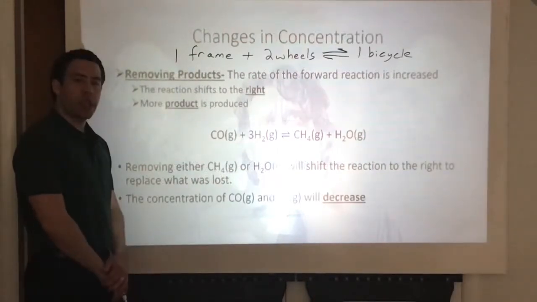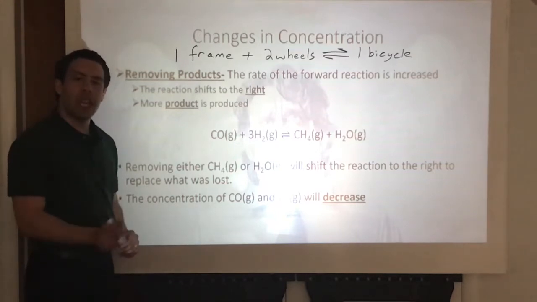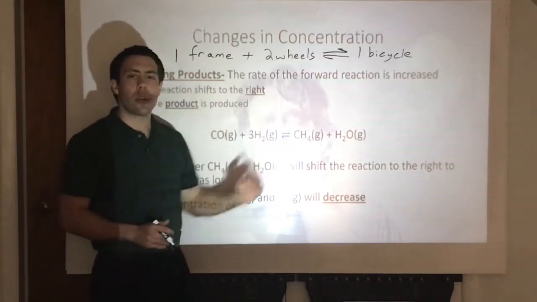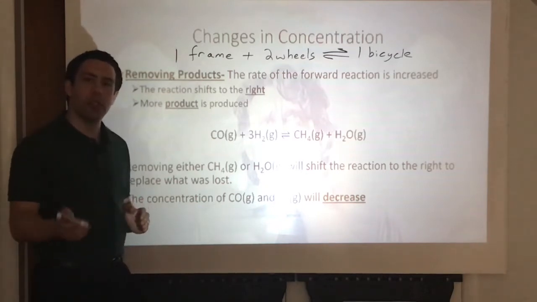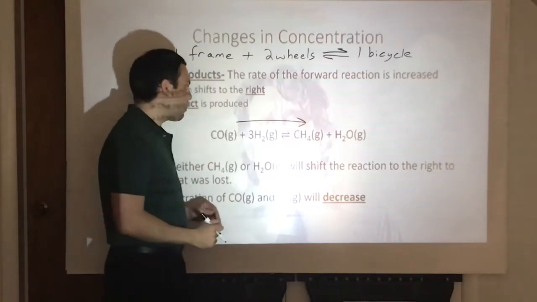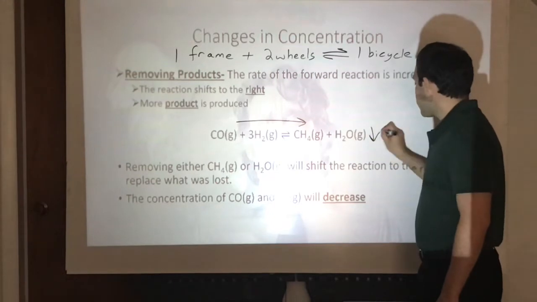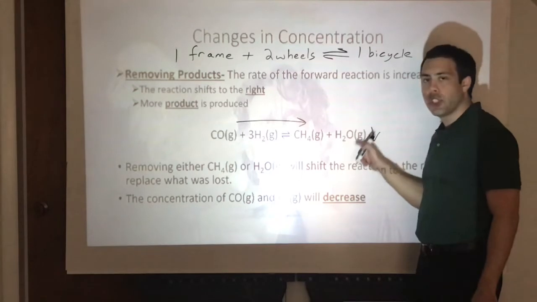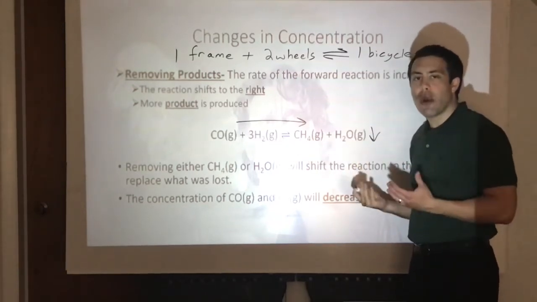Our final change in concentration comes when we remove products from a system at equilibrium. When we remove products, the rate of the forward reaction is increased, which means the reaction shifts to the right. So in this equation at equilibrium, if we were to remove a product, let's say H2O, the reaction will shift to the right to make more H2O. We lost H2O, the reaction shifts to the right to make more H2O.